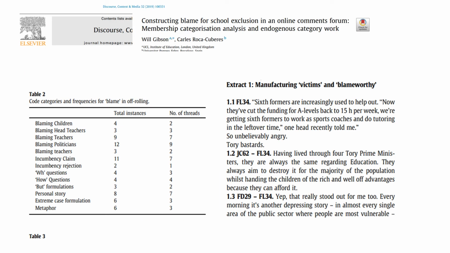This paper uses MCA to look at discourse in an online forum on the topic of school exclusion. The researchers analyzed the comments from the public that appeared under an article in the Guardian online newspaper, and this article was an op-ed that discussed the exclusion of underperforming children in British secondary schools. The researchers focused on how categories are used in constructions of blame for the issue of school exclusion.